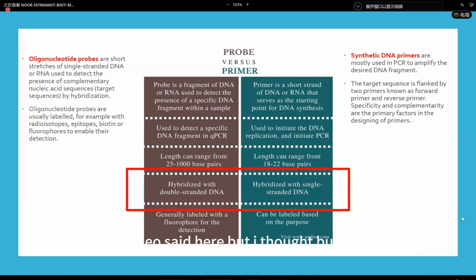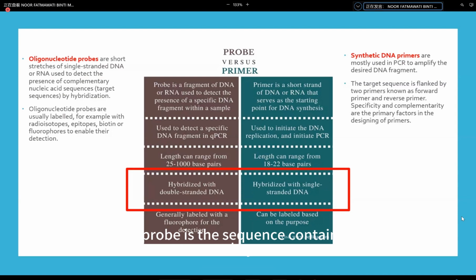Leo said here, but I thought you can only use qPCR to quantify RNA. You can use qPCR to quantify RNA and also DNA. You can use both, because qPCR is quantitative. Doctor, what is an RNA probe? Is there something that's called an RNA probe?